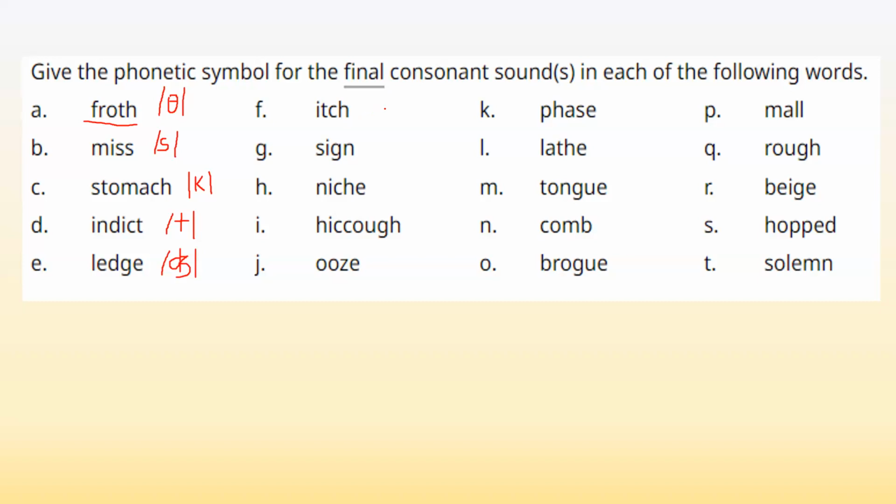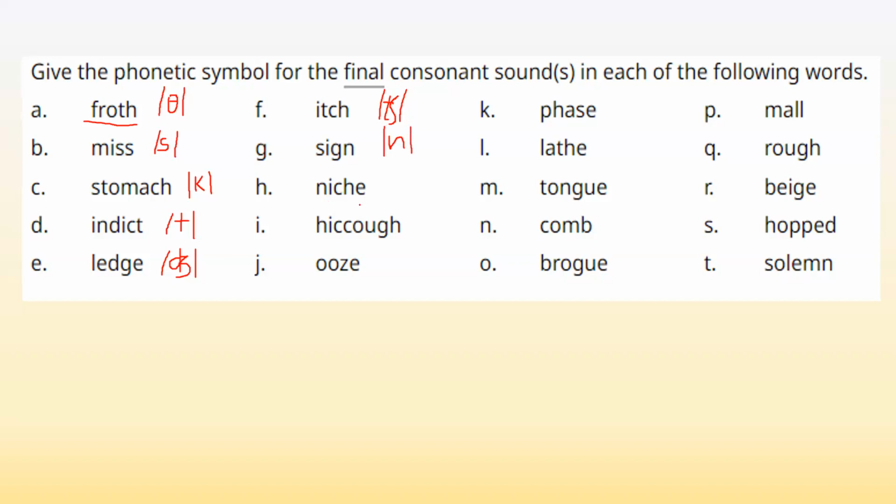Itch. So the final consonant is ch. The sound is ch, and the symbol we can write like this. You are familiar with these symbols. The only thing here is not the symbols. The symbols are already known. You need to identify and recognize the correct sound. Okay, next word, sign. The final consonant sound is n, sign.